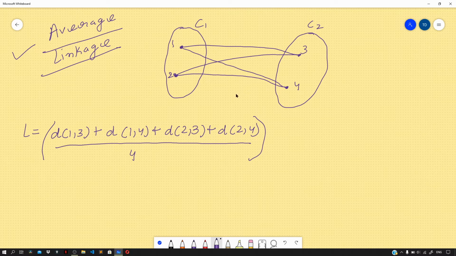Now lastly, we have the centroid linkage. So if you have seen the previous videos on clustering, you must have gone through the concept of centroids. A centroid, as we know, is the mean or average of all the points that are present within the cluster. So let us discuss this now.